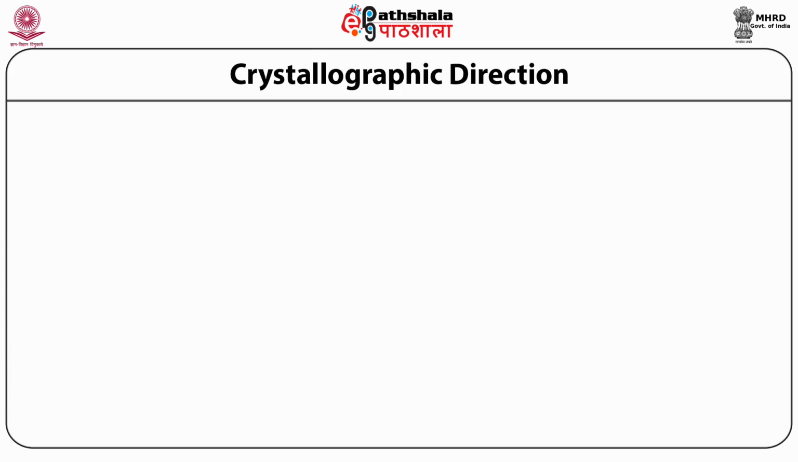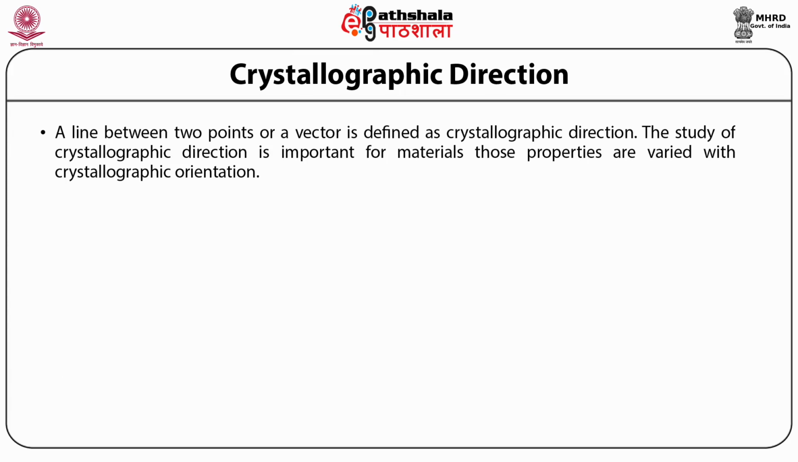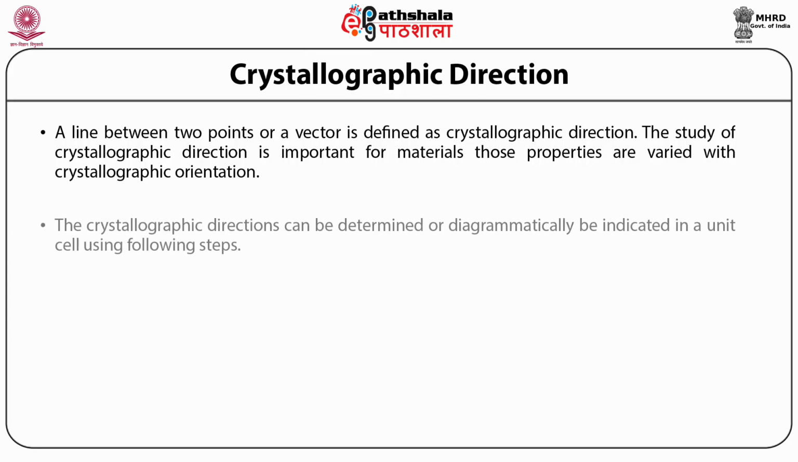Crystallographic direction. A line between 2 points, or a vector, is defined as a crystallographic direction. The study of crystallographic direction is important for materials, as properties vary with crystallographic orientation. The crystallographic directions can be determined, or diagrammatically indicated in a unit cell, using the following steps.